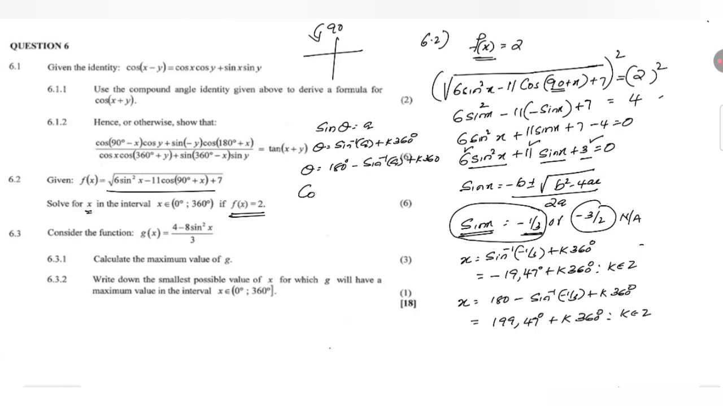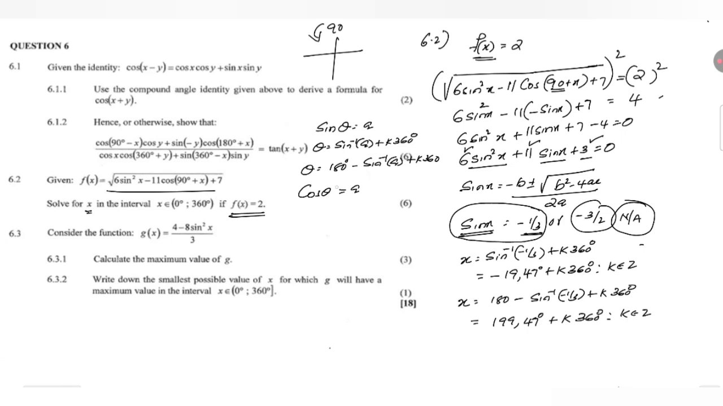If cos is there, what are you going to do? Cos theta is equal to a number. Remember, that number must be in between minus 1 and plus 1. That is what you have to make sure of. Otherwise, if you get something like that, just write not applicable. But in the case of tan, whatever is there, you can get the answer. There is no restriction there.